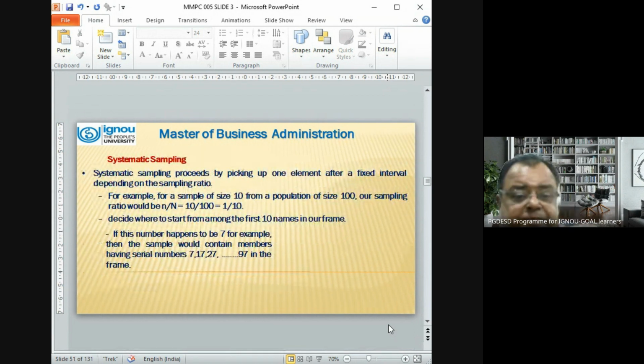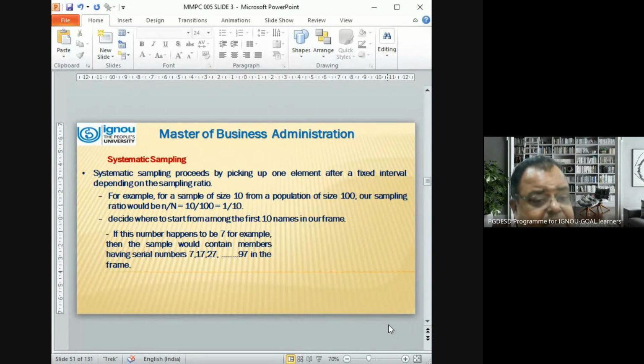Systematic sampling. Systematic sampling proceeds by picking up one element after a fixed interval depending on the sampling rate. Keep in mind what we will be doing; we will be using this in strata. For example, for a sample size of 10 from a population of size 100, our sampling ratio would be small n by capital N. That means 10 by 100, which comes out to be 1 by 10.